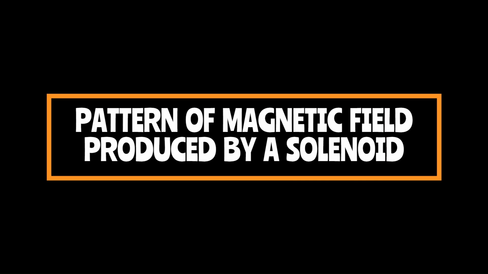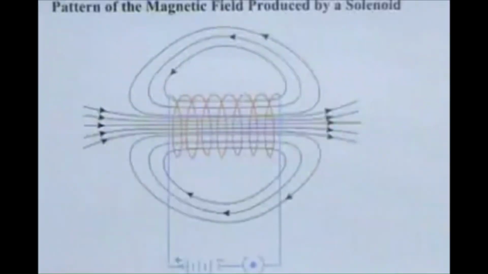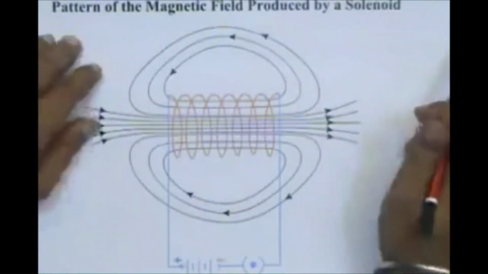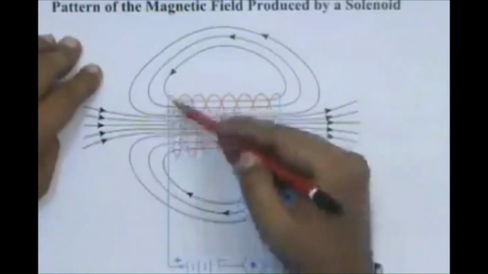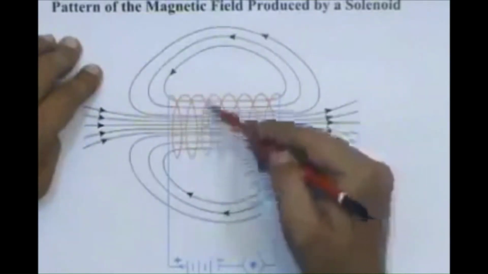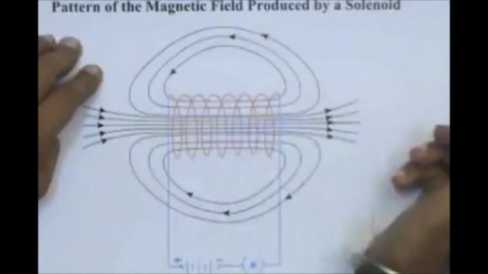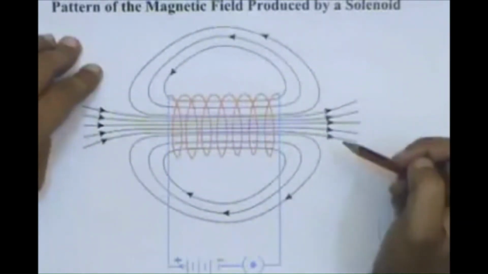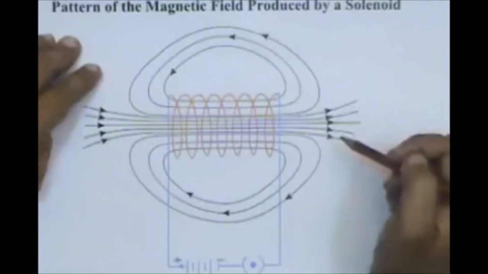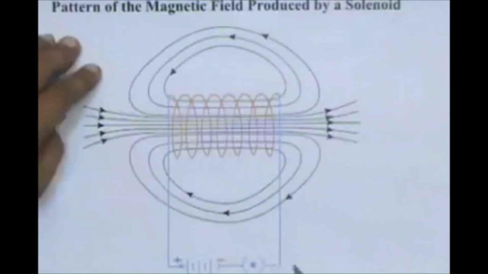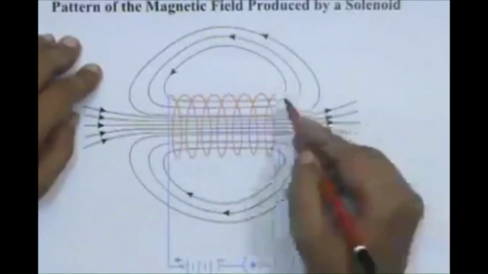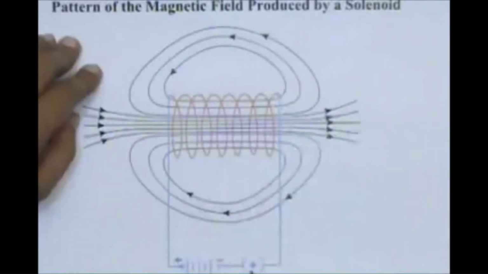Pattern of magnetic field produced by a solenoid. A solenoid is a device which is similar to a spring. A spring has continuous loops moving forward in a given direction. When this is connected to a battery, it behaves as a current carrying solenoid. In the given example, you can see the battery. The positive terminal of the battery is connected to this end and the negative terminal is connected to this end through a key.